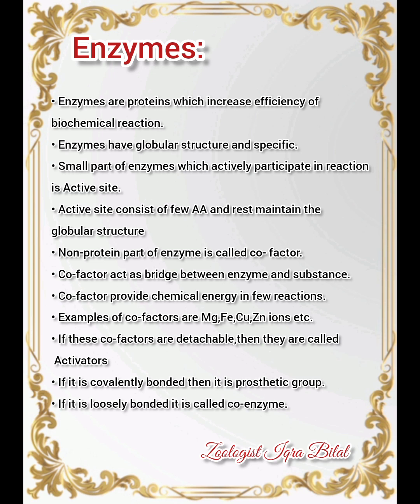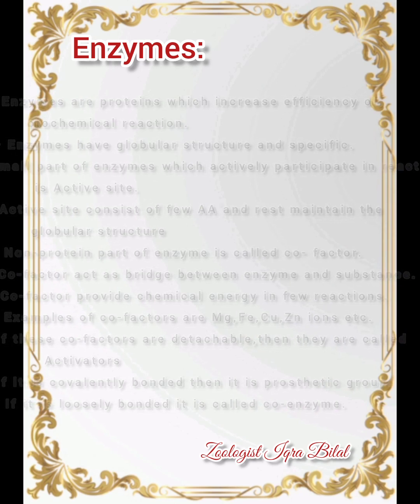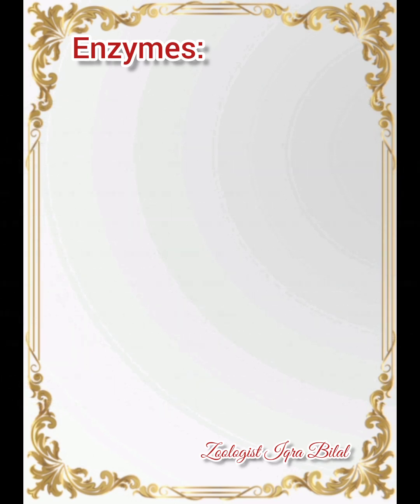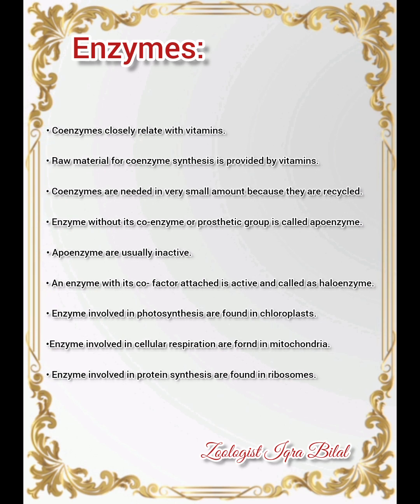Examples of cofactors are magnesium, iron, copper, zinc, etc. These are inorganic ions which act as cofactors. If these cofactors are detachable, then they are called activators. Activators are not enzymes; these are cofactors which can be detached from the enzyme. If it is covalently bonded, it is a prosthetic group, and if it is loosely bonded, it is called a coenzyme.